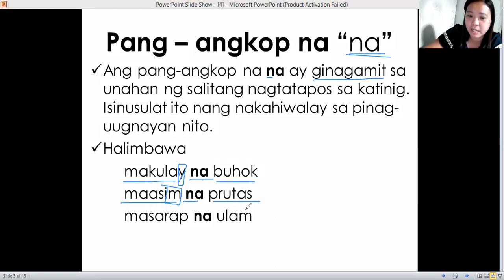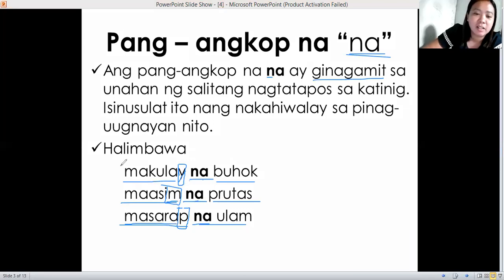Maasim na prutas. The letter M is a consonant letter, right? So, we are going to use na. Okay, next. Masarap na ulam. Look at the first word. The ending is letter P, which is a consonant. So, kapag consonant ang last, ang gagamitin natin na pang-angkop is na. The words we have here, masarap na ulam.